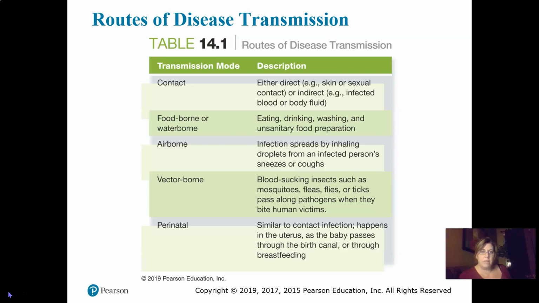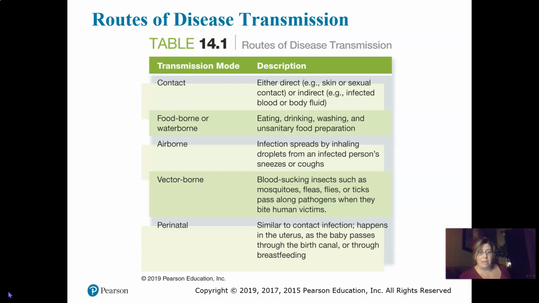So our first is contact, either direct or indirect. So either skin or sexual contact, or indirect, infected blood or bodily fluid. Taking a drink from somebody else's glass when they have an infection and have left saliva on their glass, that's an indirect contact with bodily fluid. Foodborne or waterborne: eating, drinking, washing, and unsanitary food preparation. That's typically when water is not clean in many places. You see a lot of infection.